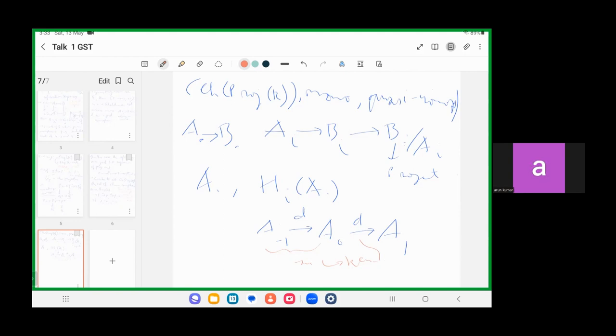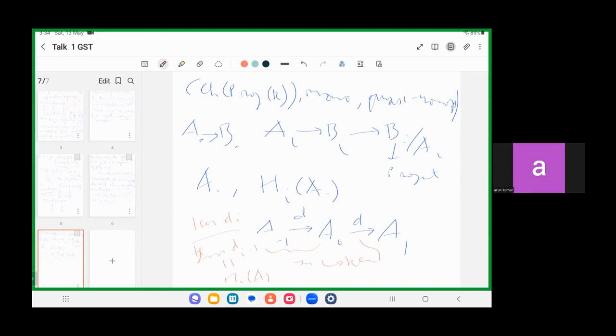the kernel of d_i, and then you quotient out by the image of d_{i-1}, and this is the ith homology module.